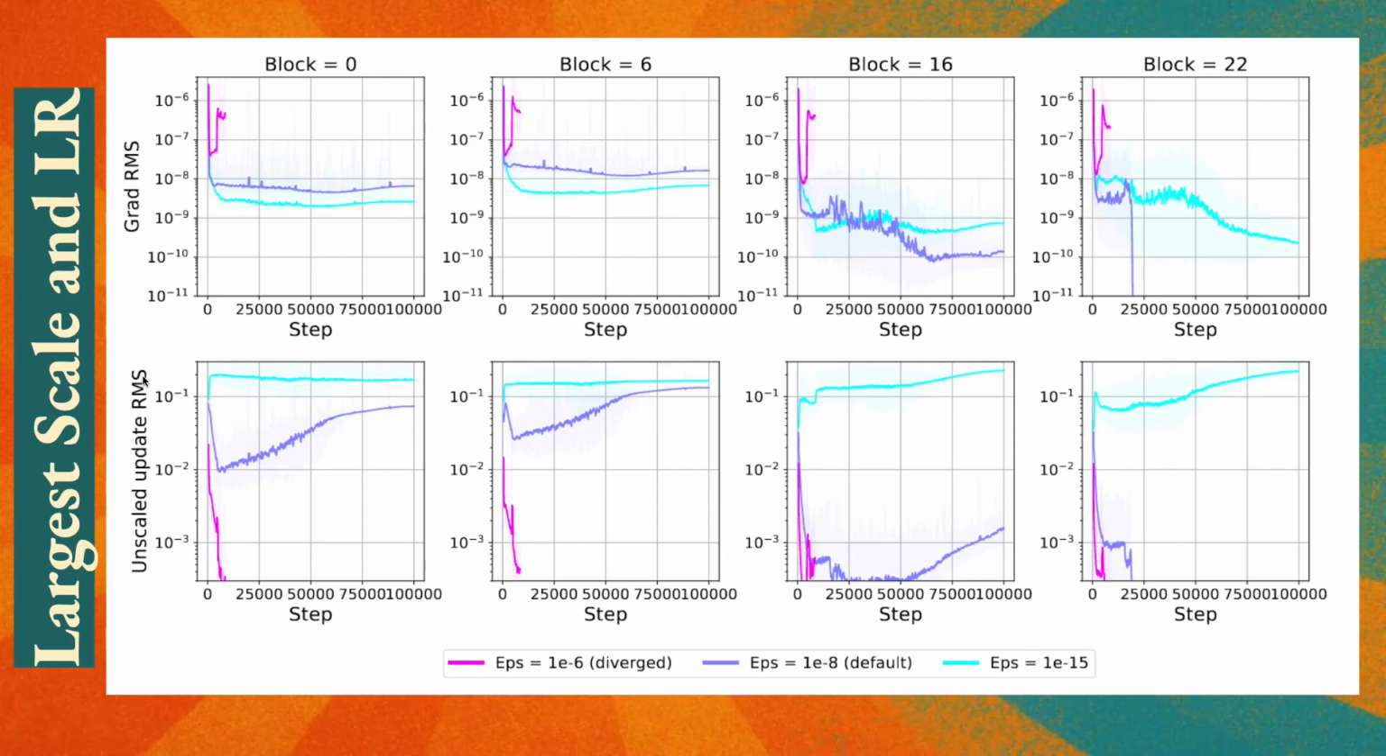The unscaled update RMS is also very consistent, relatively speaking. At block 22, both of the other epsilon values have collapsed 2 orders of magnitude. Whereas for 1e-15 as our epsilon value, we're still learning, right? So we're still making significant or useful parameter updates.